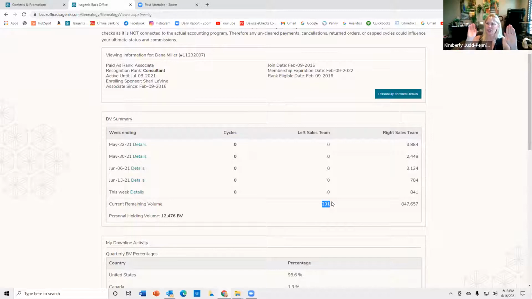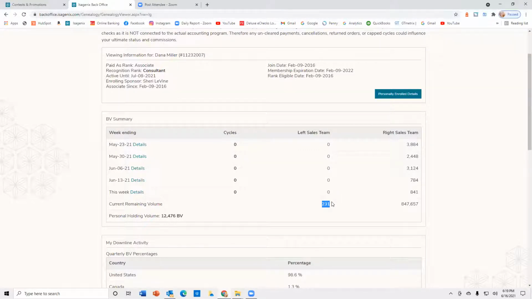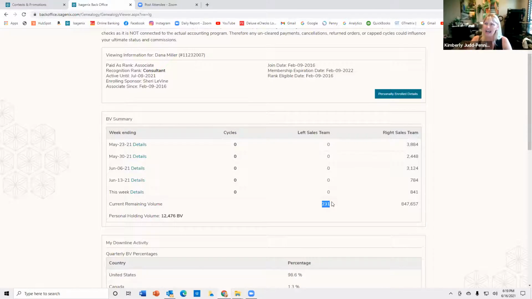Each person that she enrolls, she has to enroll one on the right and one on the left, and it has to be a 100 BV order. To be a consultant, you have to have 100 BV on the right and 100 BV on the left, and it could be multiple people making up that 100 on each leg. Right, you've got to have 100 and 100. Once she does that, she collects all those cycles, cha-ching, cha-ching, cha-ching, even if she pays for it.